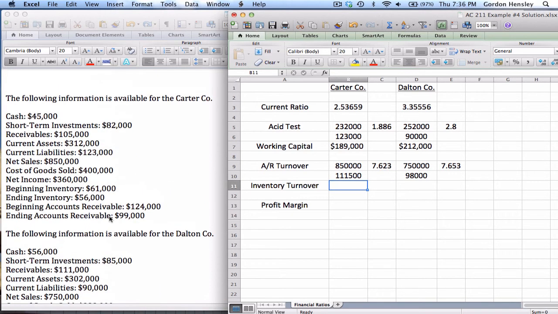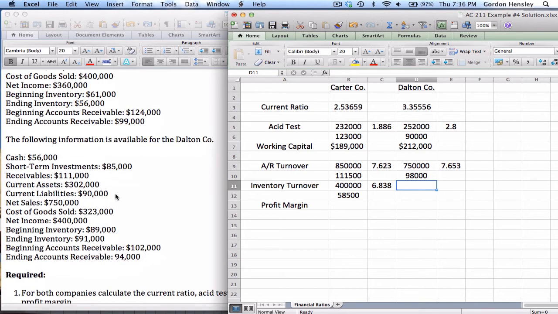The next one is going to be the inventory turnover. This is going to tell us how quickly we sell inventory. Again, we want this to be as high as possible. This formula will be cost of goods sold divided by average inventory. So cost of goods sold for Carter Company, $400,000. Inventory, it's going to be the average of 61 and 56. We get that cost of goods sold, we divide it by the average, that gives us 6.838.